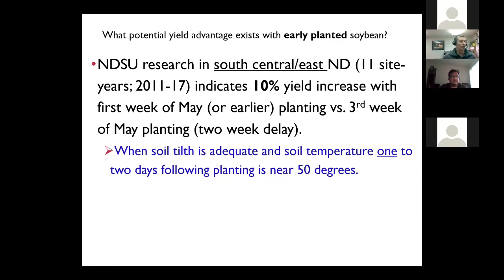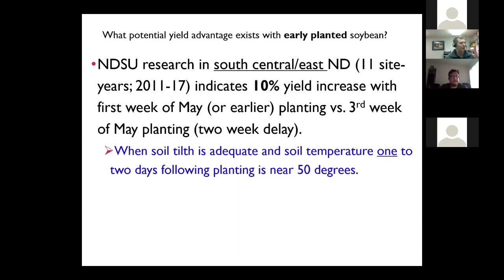Some other considerations would be, what if we have a late spring frost? That could be detrimental with this type of strategy. Or there may be crop insurance restrictions. And if a person does this, we would strongly recommend a fungicide seed treatment and also a soil-applied herbicide, because we're going to expect a delay in emergence with this early planting versus later May, when maybe the soil temperatures are closer to 60 than they are 50.